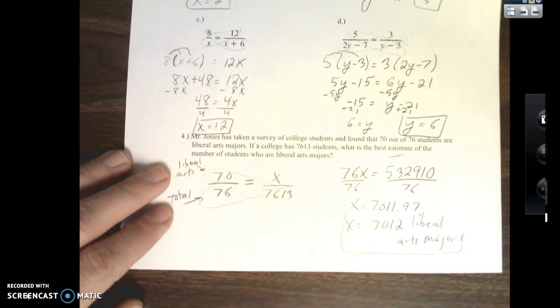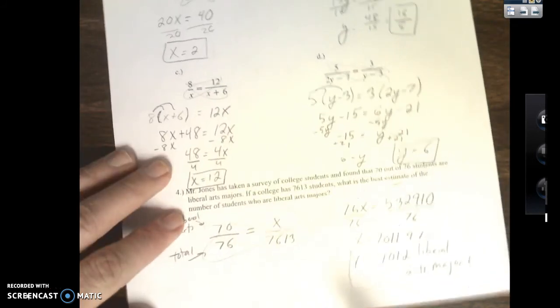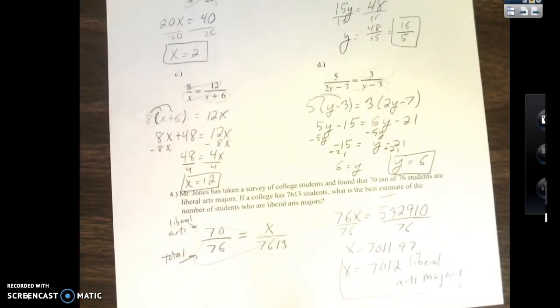All right. So, cross multiplication, very important here. Okay. Make sure you're dealing with the same units, and it's always good work. Keep up the good work, and good luck.